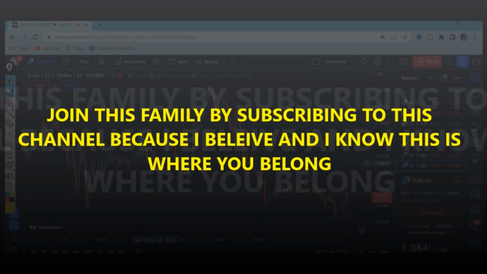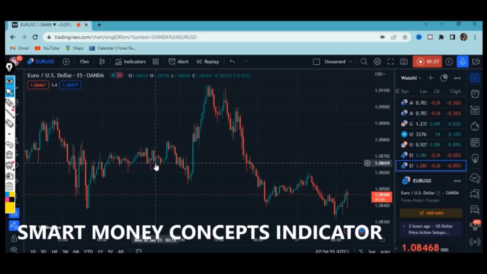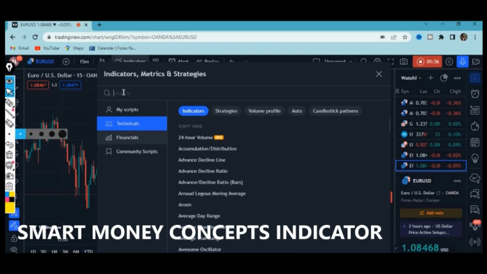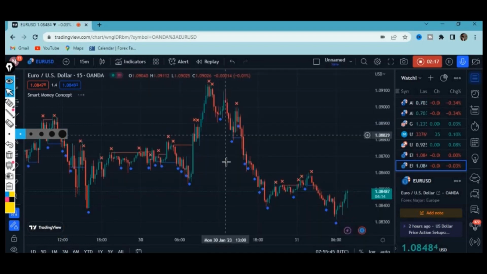So guys, I really want to show you this amazing indicator. It's called the Smart Money Concept Indicator. It is a free indicator found on tradingview.com, and the only thing you need is a TradingView account. Once you have one, let's add the indicator right now. Click on the Indicators tab here, and under Technical, type Smart Money Concepts. Click on this one, Smart Money Concept by Kainugu. Once you click on it, this is how it appears on your chart.